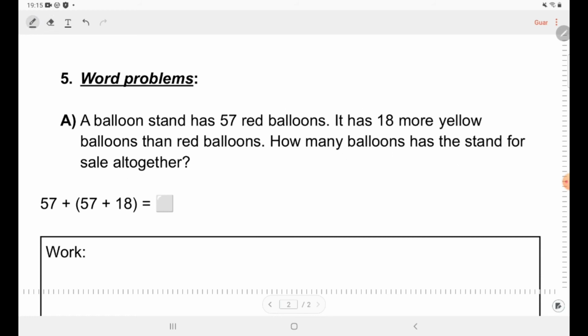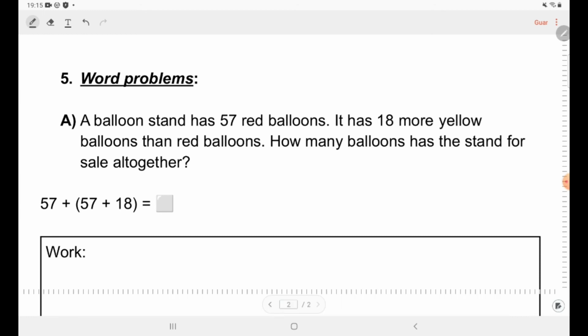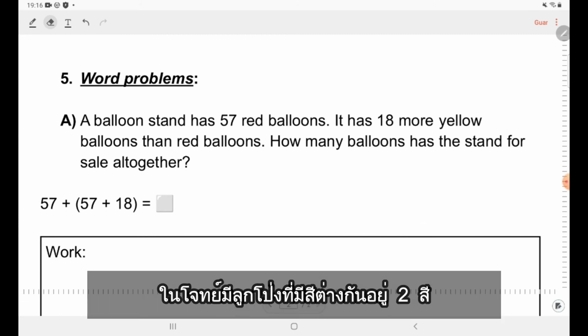This is about a balloon stand. A stand is a small shop that sells things, normally not expensive things. In this case, they sell balloons. Do you know what a balloon is? Like this, this is a balloon. Do you like to play with balloons? Is it fun? I think it is. I think you like it. So they have 2 different colors of balloons.